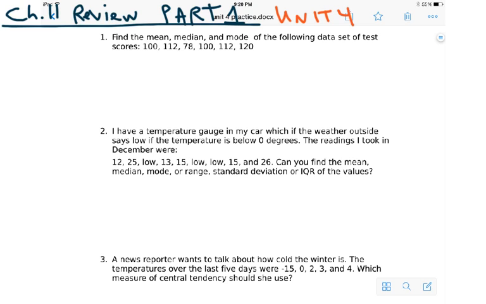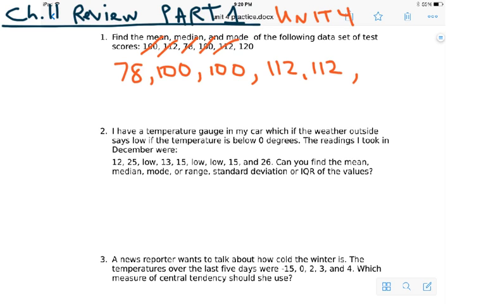data. So what you're going to do is you're going to start by putting the numbers in order. And we always like to put them in order from least to greatest. So I'm going to start with 78. And then the next number up from there is 100, and you'll notice there are two of them. And then there's 112, and there's two of them. And then there's 120. I like to cross them off just to remind myself I use them all.